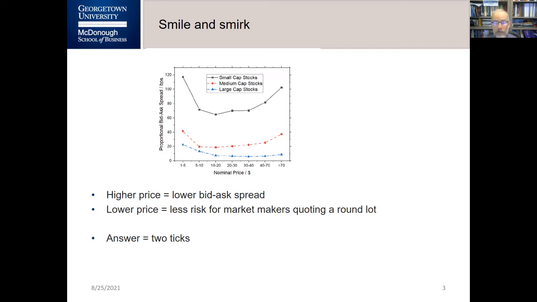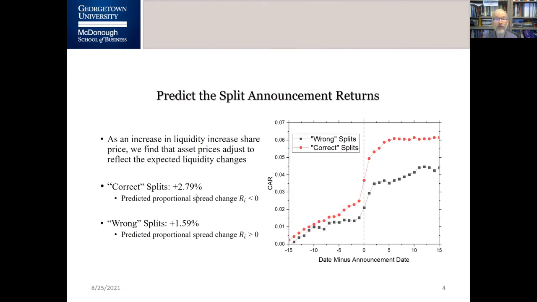Very interesting. But here's what I think is the real money slide here. He looks at stock splits and says, hey, is this getting us closer to the optimal of 2 ticks or away from it? And the split announcement returns, if it's a correct split, are significantly higher than those with the wrong splits. This, I think, is just a really cool result that really adds to the stock split literature, as well as the optimal price literature.